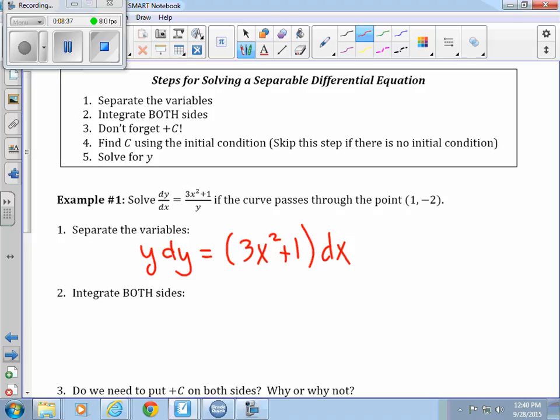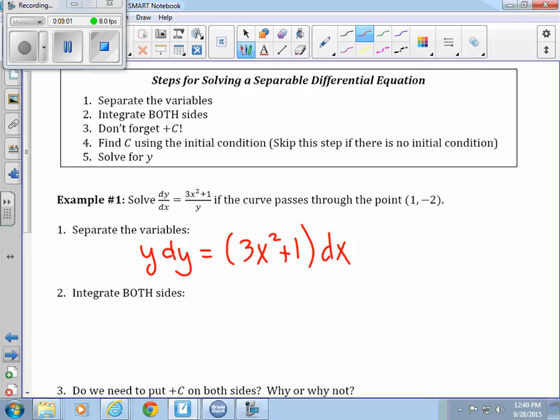And then I want to make sure that the y's and the dy's are on the same side and the x's and the dx's are on the same side. On this one, just cross multiply and cause that to happen. Sometimes you'll need to rearrange other things also. In this one, just cross multiplying, all the y's are on the left, all the x's are on the right. Any questions so far?